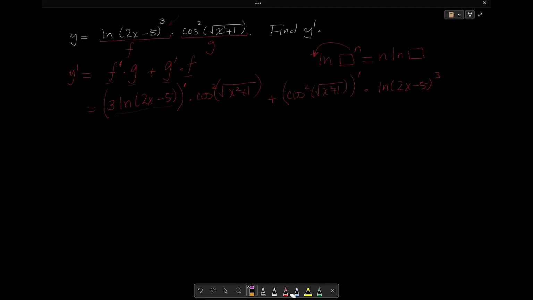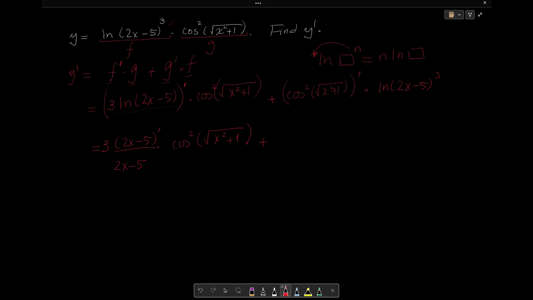So derivatives, this one right here, 3 comes along for the ride. I have the derivative of the ln of something. It's 1 over that something times the derivative of that something. So I'm going to put it just on top right here. Because if I multiply 1 over 2x minus 5 times 2x minus 5 prime, this times the 1 is just going to be the 2x minus 5 prime. All right?